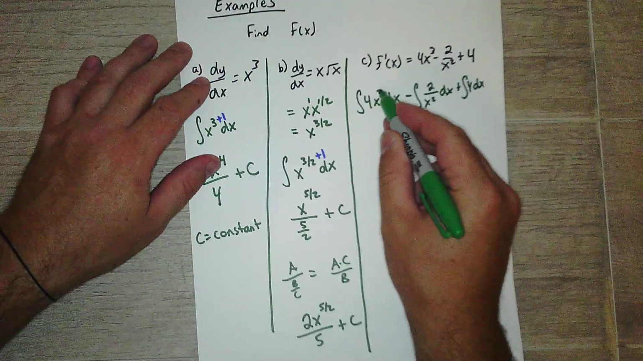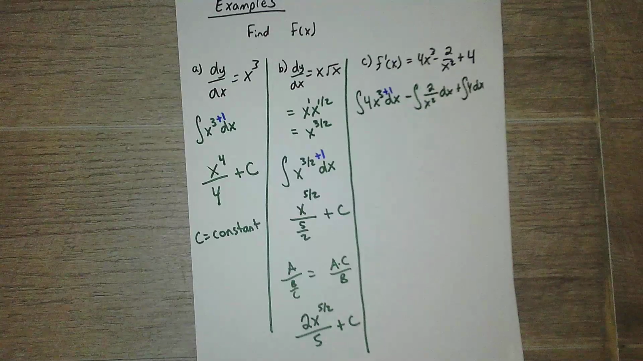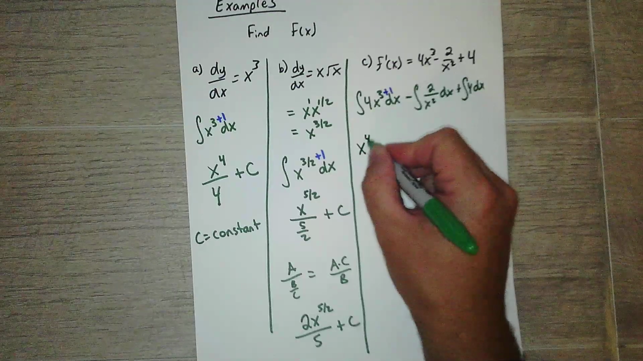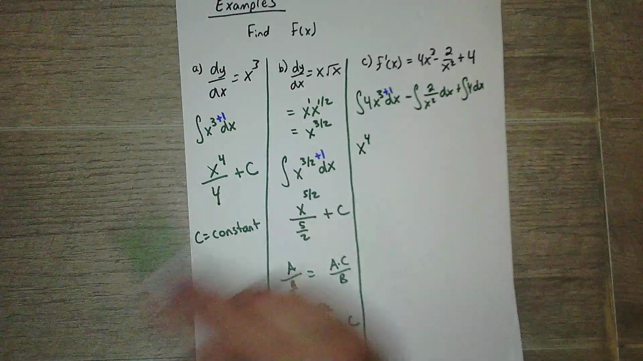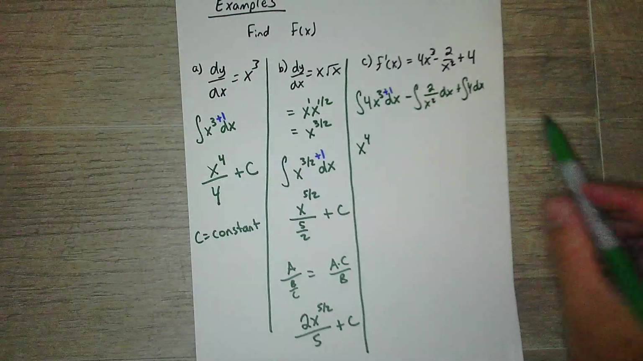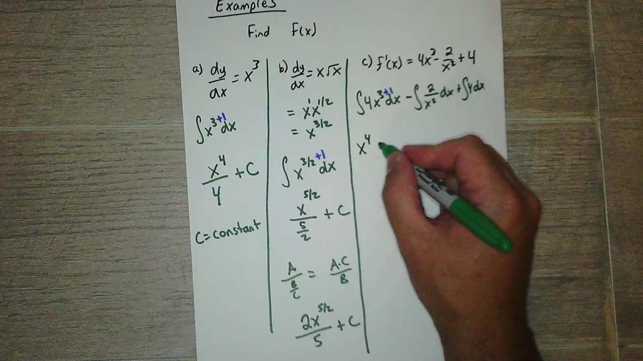Let's do this one first. The exponent's 3, I add 1. That gives me 4. I divide by 4, so 4 divided by 4 is 1, and I just get x to the 4th. Now I'm not going to put plus c yet. I'll do that at the very end. Once I do all of them, I'll just put a plus c that accounts for all of them. Okay, minus.